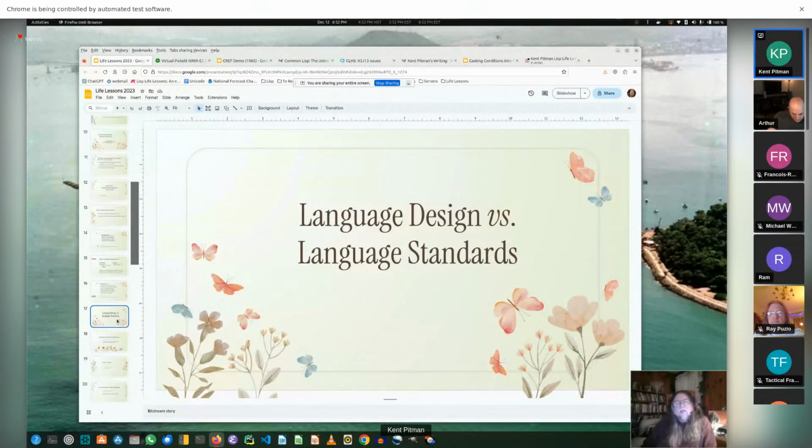Yeah, go ahead. C is really operating at a subprimitive level, so it's not really enforcing anything.